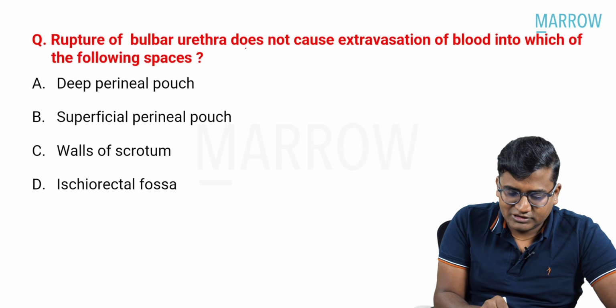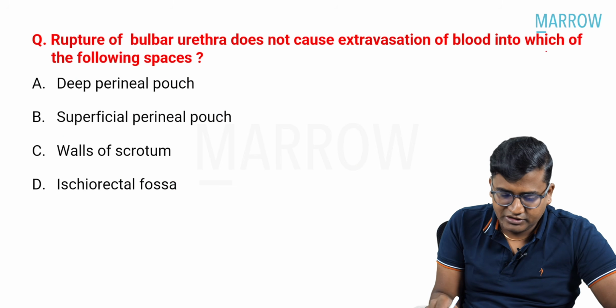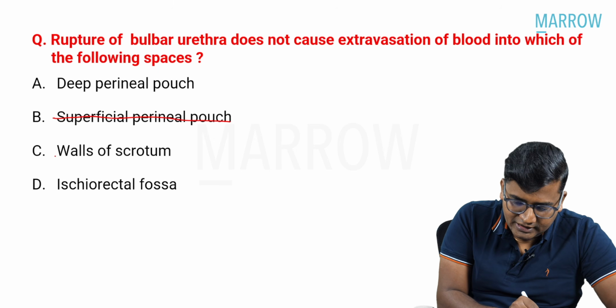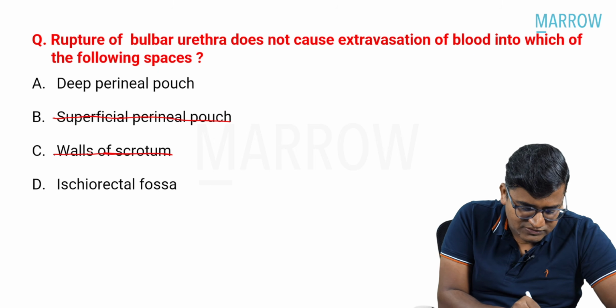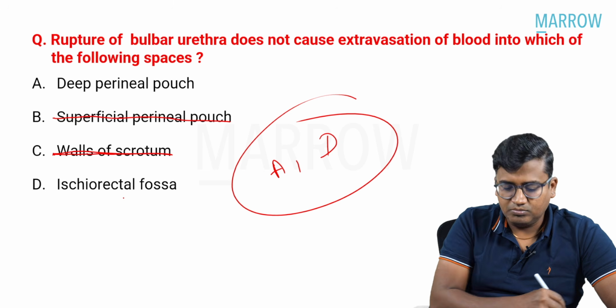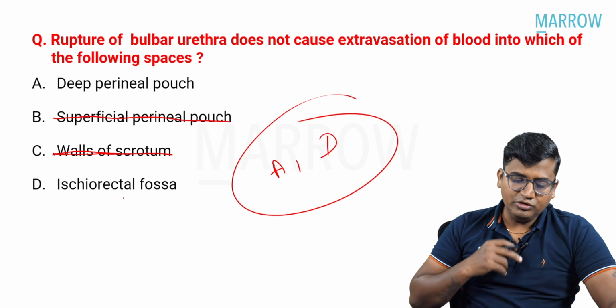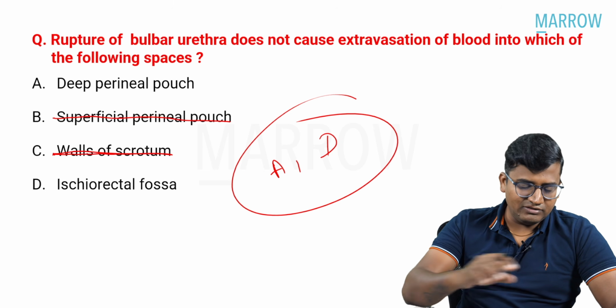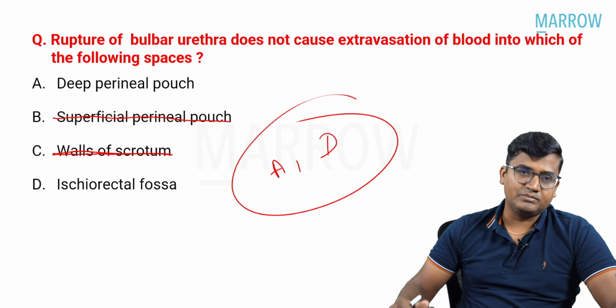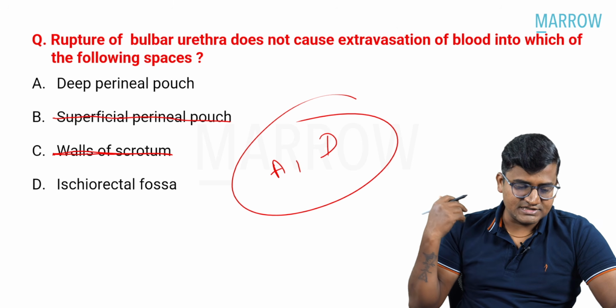The rupture of bulbar urethra does not cause extravasation of blood into which of the following spaces? The urine will go to the superficial pouch and it also goes to the walls of the scrotum. Now options A and D both are wrong. The urine or blood will not extravasate to A and D, but it's a single best answer type. So we have to select one best answer.